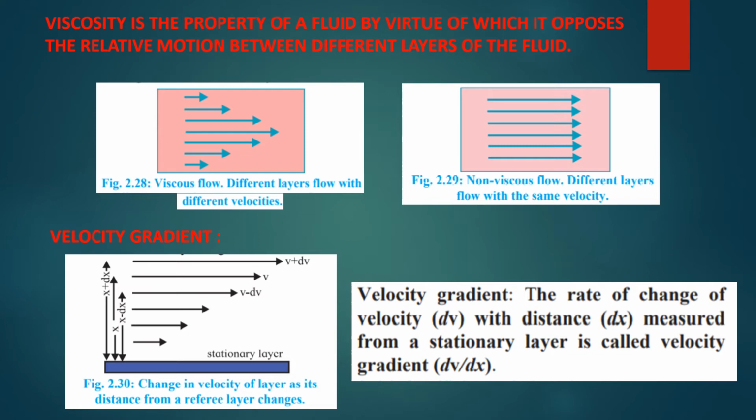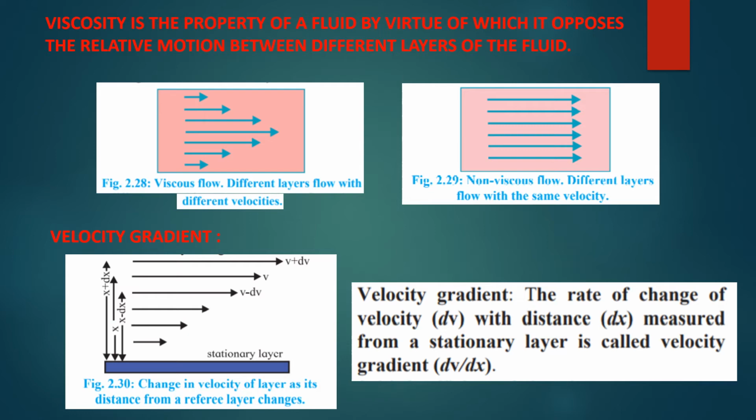So, viscosity is the property of a fluid by virtue of which it opposes the relative motion between different layers of the fluid. Let us consider the first diagram. For a viscous fluid, different layers flow with different velocities, whereas as shown in the second diagram, for a non-viscous fluid, all the layers flow with the same velocity.